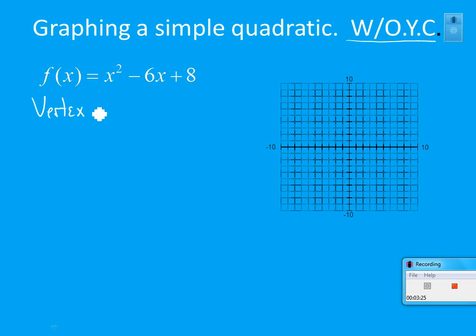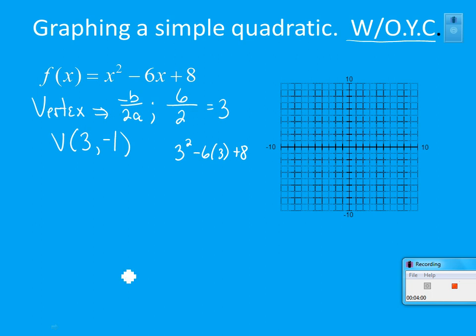To get the x-coordinate of the vertex, I'm going to go the opposite of b over 2a, which is going to yield me the opposite of negative 6, which is 6, over 2 times my a value, a is 1, times 2 is 2. So I know my vertex, my x-coordinate is 3. To obtain my y value, I'm going to plug 3 into my formula. So I'm going to go 3 squared minus 6 times 3 plus 8. And when I did that, guys, I got negative 1. So I know my vertex is at (3, -1).